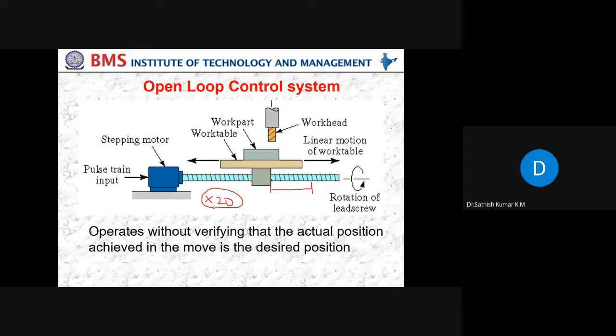So an open loop control system operates without verifying that the actual position achieved in the move is the desired position. The desired position is how much? The desired position is 20 millimeter. What is the actual position that I expect it to be? 20 millimeter. Now in the case of an open loop control system, I am not going to measure whether it has actually reached 20 millimeter or not. That is the case of an open loop control system.